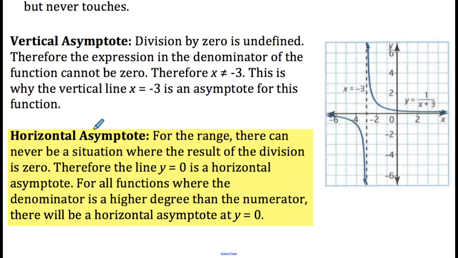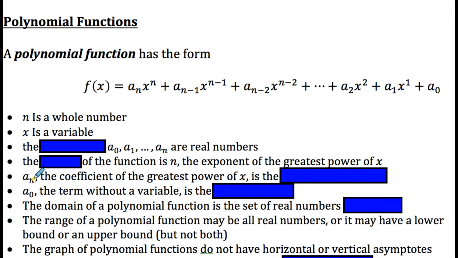Horizontal asymptote. For the range, there can never be a situation where the result of the division is 0. Therefore, the line y equals 0 is a horizontal asymptote. For all functions where the denominator is a higher degree than the numerator, there will be a horizontal asymptote at y equals 0. Okay, that's enough review. Let's move on to the new stuff.